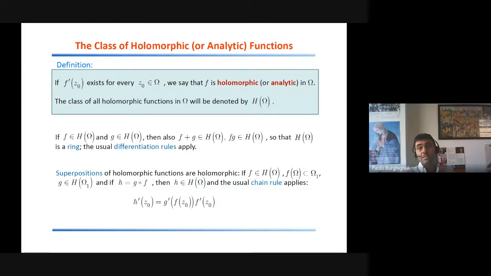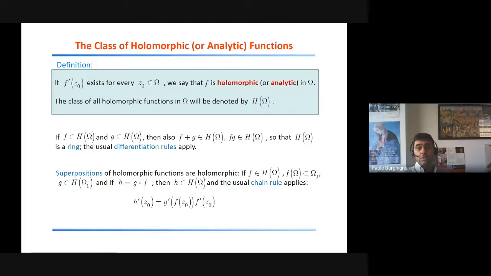holomorphic. And it's easy to check that if you have two holomorphic functions, f and g, then also their sum as well as their product is holomorphic in the same domain, so that technically, from an algebraic point of view, the set of holomorphic functions in omega is a ring. And also, you can apply the usual differentiation rules for those holomorphic functions.